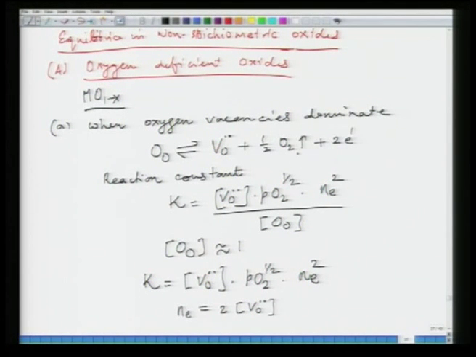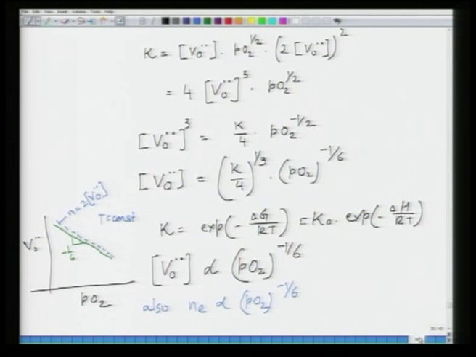In such a situation, the defect reaction can be written as O giving rise to VO plus half O2 plus 2 electrons. Then we worked out, using the charge neutrality condition, that Ne is equal to 2 VO, and we can also write the reaction constant, which depends not only on concentrations but also on the partial pressure of oxygen. If we combine the various equations, we find that the concentration of defects or electrons is proportional to P(O2) to the power minus 1 by 6. The temperature dependence is of course given by K.